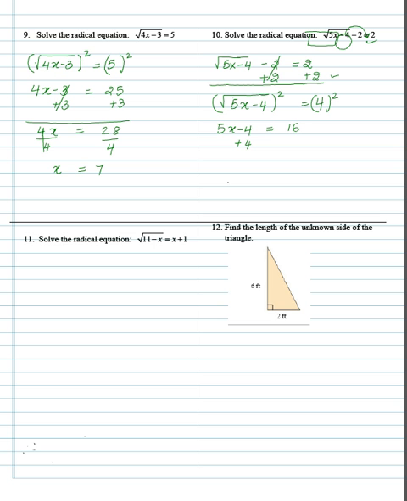Same procedure, add 4 on both sides. I get 5x is equal to 20. Divide by 5 on both sides. I get x is equal to 4. I had the answer in my mind.